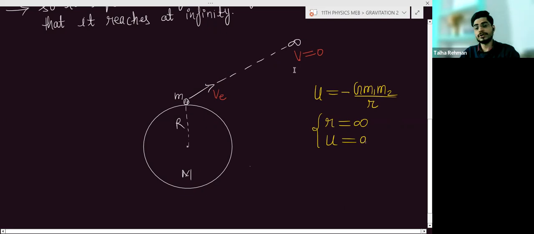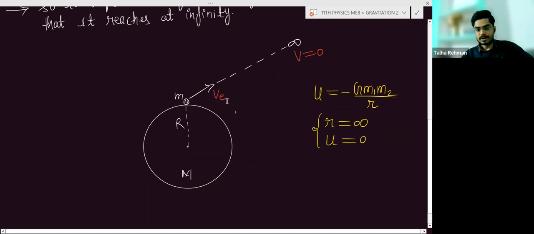So basically this condition is given. We are throwing our body from the surface of the Earth with the escape velocity, and this body will reach infinity, where its final velocity will become zero, and we want to find this velocity v.